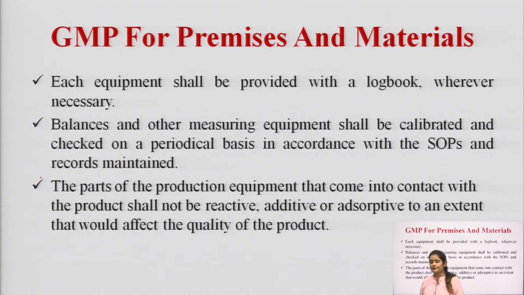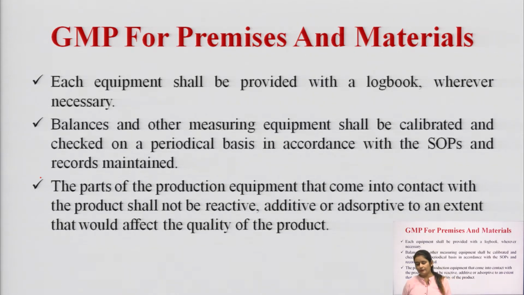Each equipment shall be provided with a logbook wherever necessary. The operators who are working on a particular running equipment will keep a logbook according to good manufacturing practices, according to Schedule M. The logbook shall be updated on a daily basis, or on an hourly basis, by the operator wherever necessary. Balances and other measuring equipment shall be calibrated and checked on a periodic basis in accordance with the standard operating procedures, and records maintained.